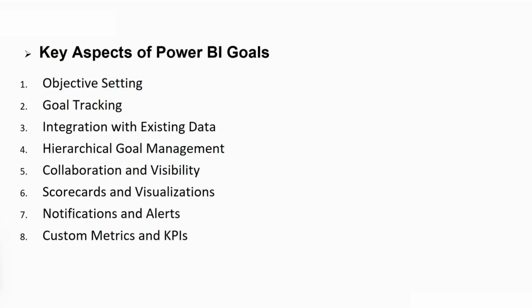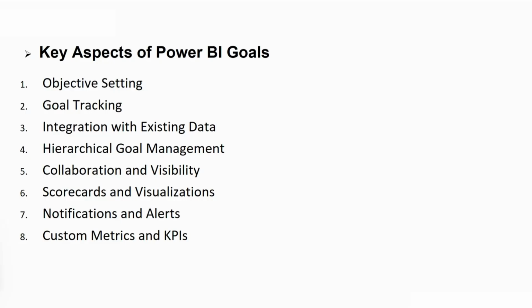The next one is collaboration and visibility. The goals feature in Power BI enhances collaboration by allowing different users to contribute to and monitor the progress towards shared goals. Additionally, Power BI security settings ensure that only authorized users can view or edit the specific goals, maintaining data integrity and privacy.